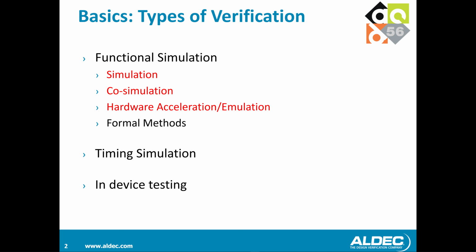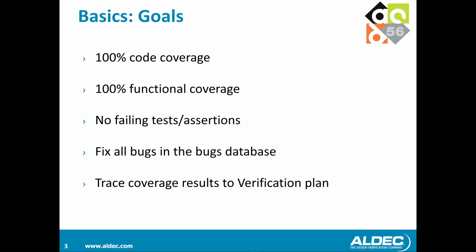Hey guys, to start off, there are different types of verification: functional simulation, timing simulation, and in-device testing. What Riviera-PRO offers, and what we are going to talk about, is functional simulation, which includes simulation, co-simulation, and hardware acceleration, or what we call emulation. The basic goal of any chip-level or FPGA-level verification is 100% code coverage and 100% functional coverage. When you achieve that, you can say that you fully verified your design under test, the DUT, and you can move on.